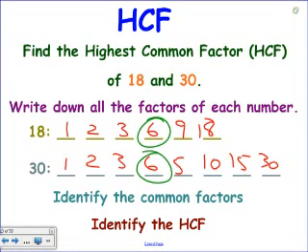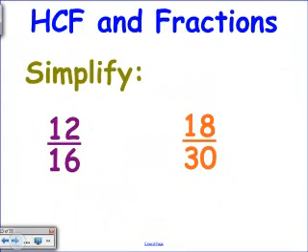6. Everyone happy with that? So the highest common factor is 6. Is that what you got? Yeah? So quite easy. You just write out all the factors, you look at your 2 lists and you pick the biggest number that they have in common. Superb.